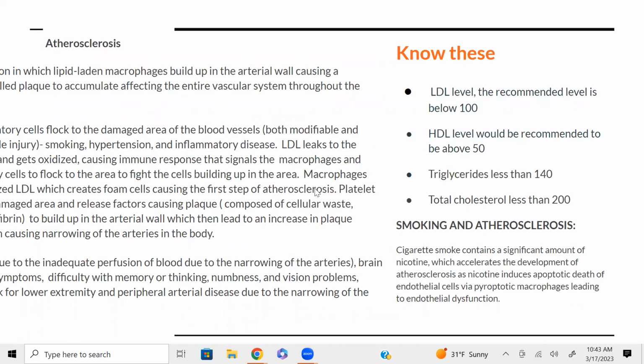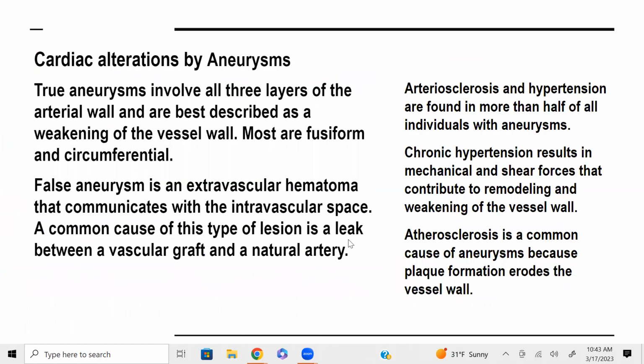And atherosclerosis, you'll see a lot of times with cholesterol levels added. Smoking is often seen related to atherosclerosis questions. So this is important. Now aneurysms. Aneurysms are often seen when they do a CT scan of the abdomen or a CT scan of the chest. So there are 2 kinds, true and false. You will see this on questions. The pathophysiology is listed here: remodeling and weakening of the vessel wall. Those are the choices that are often given.